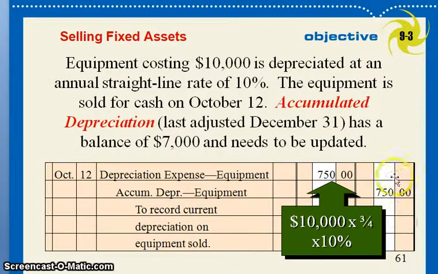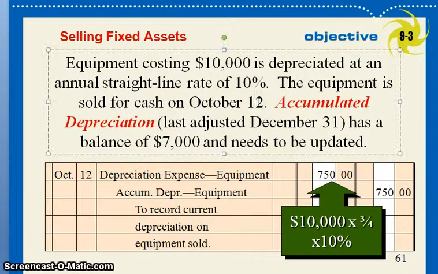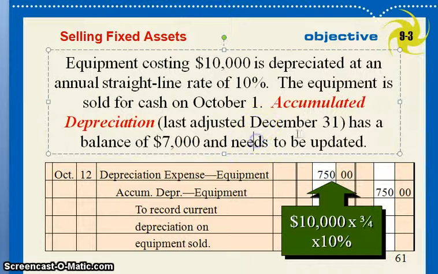Okay, moving on. Let's say we're selling our asset now. Equipment costing $10,000 is depreciated at an annual straight line rate of 10%. It would have been a lot easier if they kept us using the same numbers. The equipment is sold for cash on October 12th. Now, I think this problem would be easier if this was October 1st, so we'll make it October 1st. Accumulated depreciation last adjusted December 31st has a balance of $7,000 and needs to be updated.